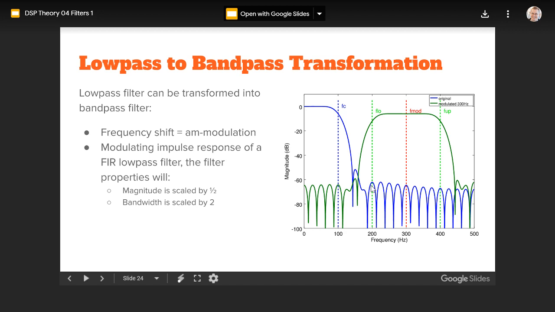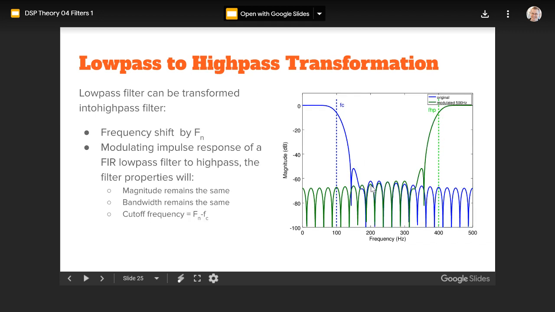Okay, but anyways, so you start with the low pass filter design and then just modulate to have the band pass filter. So that's easy. Magnitude is scaled by half, so you need to basically do some scaling. Easy scaling. Low pass to high pass transformation is a special case of this one. If your modulation frequency is actually sample rate over 2, Nyquist frequency, then basically that's your high pass filter.